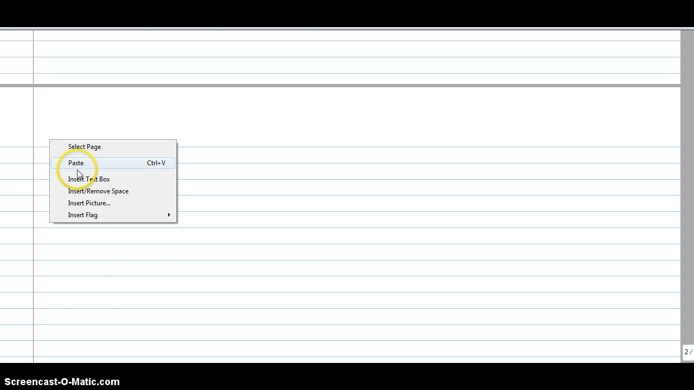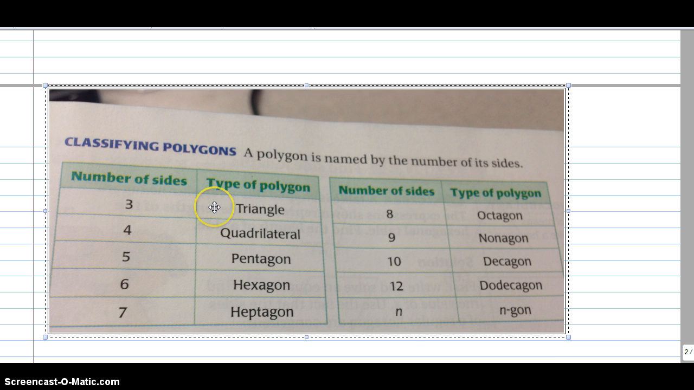Alright, so before we go on, we need to know the names of these polygons. I'm only going to write this down once, so I would push pause on the video and copy these down. That way you know when I talk about a dodecagon, it has 12 sides.